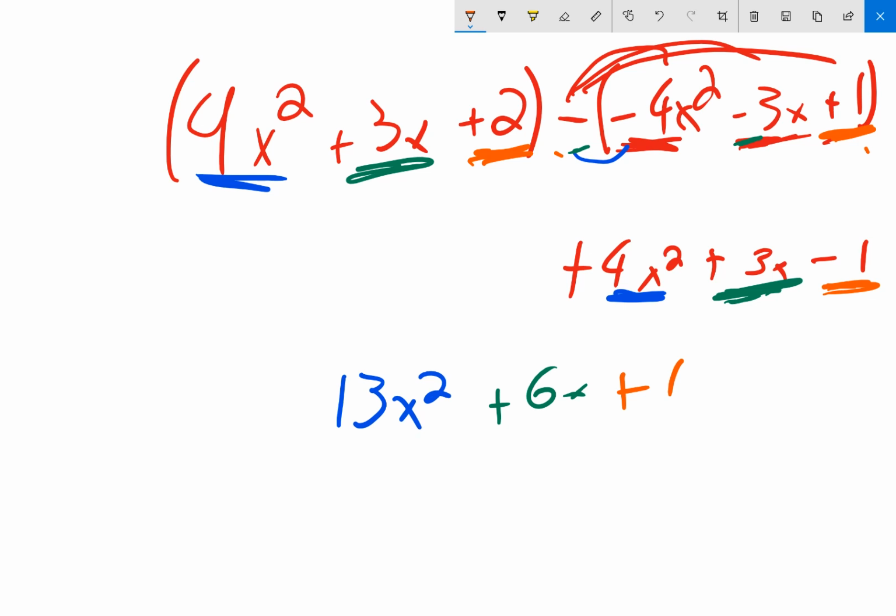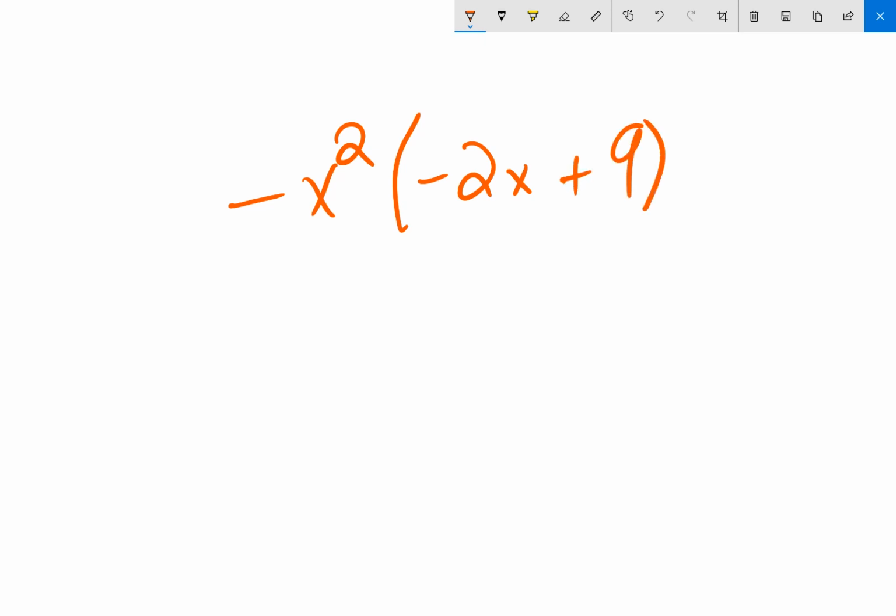All right, so your problems are very similar to that. Number 3 is very similar to that. Number 4 is a little different. Let's talk about number 4. So number 4, I'll make a different one. Negative x squared in my problem. I'll say negative 2x plus 9 or something.